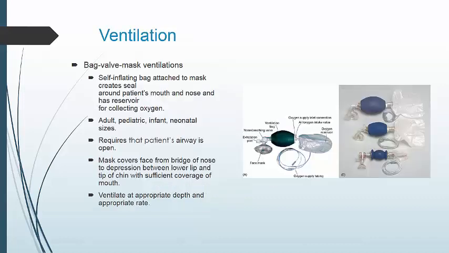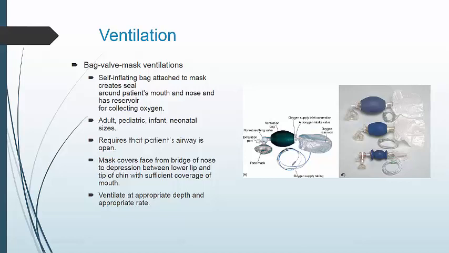So our main way that we will see and we will use for pre-hospital ventilation is going to be a BVM, or bag valve mask. And so this is a self-inflating bag that's attached to a mask that creates a seal around their mouth and nose, and then has a reservoir for collecting oxygen. Oftentimes when you get them out of the bag, the ends will be popped in. Make sure you pull those out if they're not already pulled out. Just a quick tug on each end and it'll put it into its properly inflated spot.